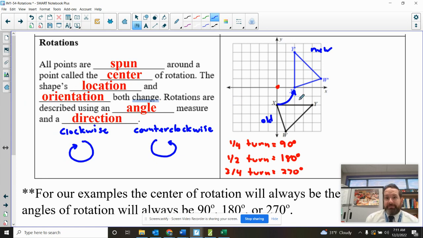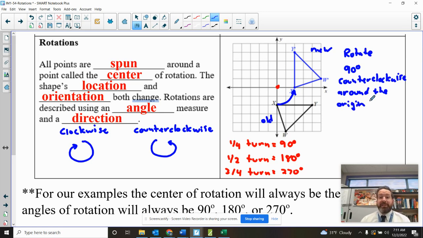Now, describe it. That's 1/4 of the way around. So it's a rotation of 90 degrees, and give the direction. Well, this is going this way. So that is a counterclockwise rotation. And we're moving around the origin. That's the center of rotation. And this is all perfectly good.